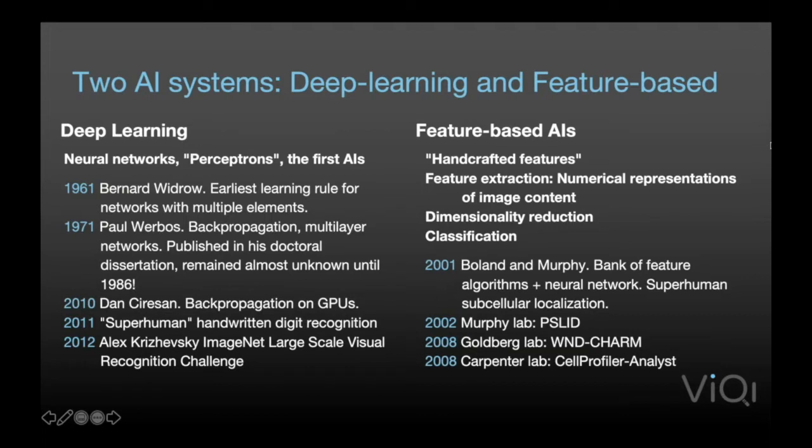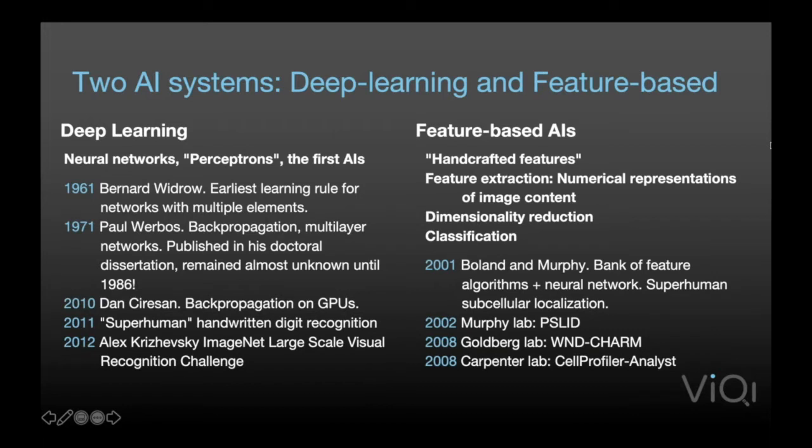Then, 10 years later, we have the invention of what essentially is still used as the technique by which you train neural networks and deep learning, convolutional neural networks, et cetera, and that's called backpropagation. And ironically, Paul Werbos invented this, published it in his doctoral thesis, and it was forgotten about for 15 years. I mean, this is the most important algorithm in AI still. And so that was rediscovered.